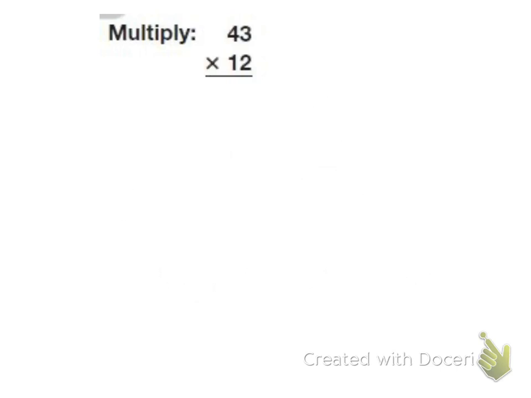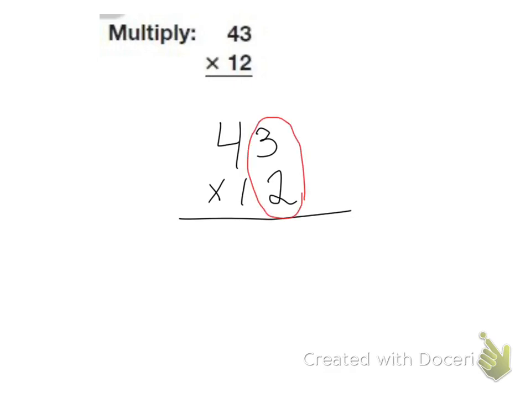So here's what that would look like. 43 times 12. First, we multiply by the ones column. Okay, or we multiply 43 by the 2 in the ones column. So I do 2 times 3. Well, 2 times 3 equals 6. And then I do 2 times 4. 2 times 4 equals 8. Okay, so I have 86.